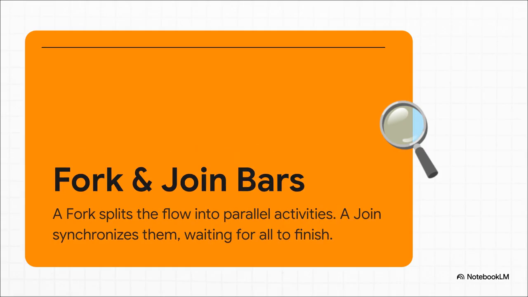A little later on, after the department chair approves the request, two different things need to happen at the same time. The chair has to assign an instructor, and the registrar needs to figure out room requirements. To show this, we use a fork bar. It splits the flow into two parallel paths that run concurrently. The process can't move on until both are done, and that's where the join bar comes in. It brings them back together.